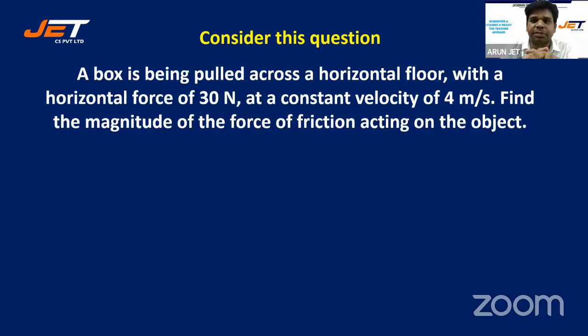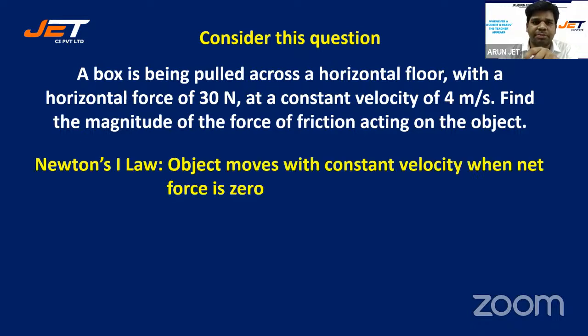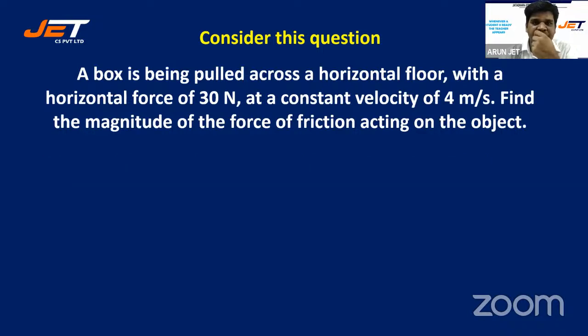Interesting question, students. Think about it. The question is, is the statement clear, student? Is the situation clear? There's a box which is being pulled with a constant force of 30 Newton at a constant velocity of 4 meters per second. All right. So the statement is clear. Good. Now we need to find the force of friction acting on the object. How do we do that? So we apply Newton's laws.